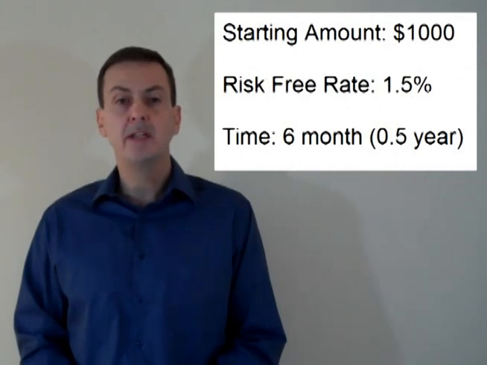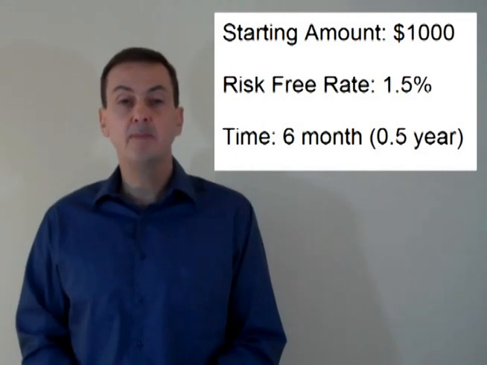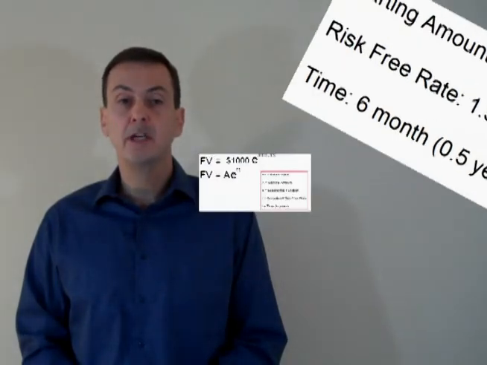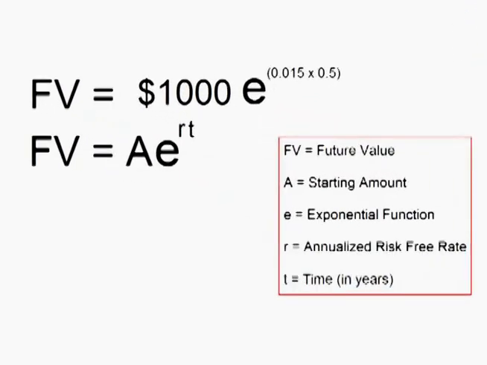We start with $1,000. For this example, we are going to say that the interest rate on a 6-month bond is 1.5% annualized. Therefore, the starting amount is $1,000, the risk-free rate is 1.5%, and the time is 6 months. We want the time expressed in years, so the time is 0.5 years. We get future value equals $1,000 times the exponential function raised to the power of 0.015 times 0.5.